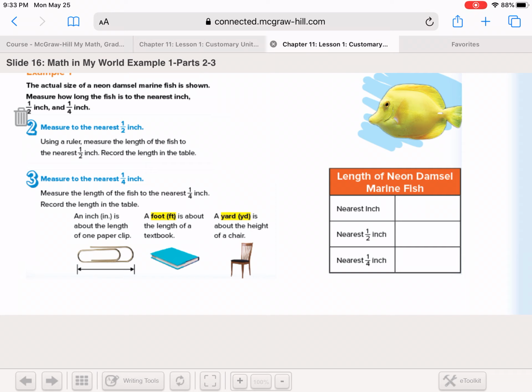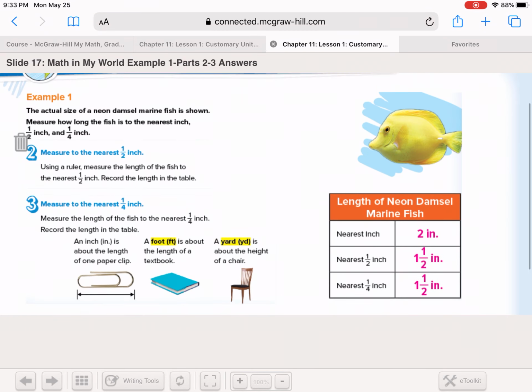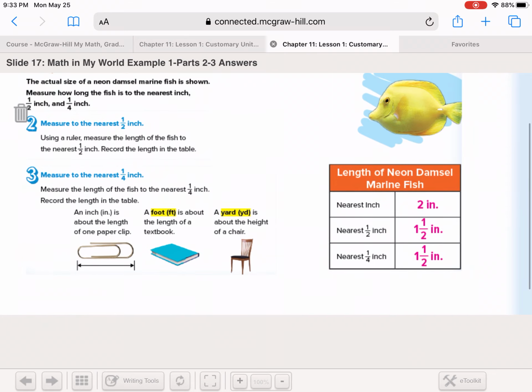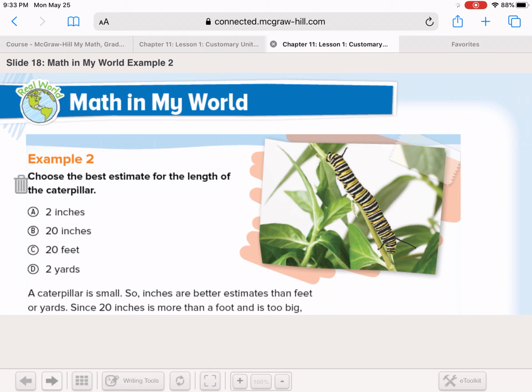So an inch is about the length of one paper clip. A foot is about the length of a textbook. So your math book is about a foot. And a yard is about the height of a chair. Okay, so that gives you some ideas. All right, so to the nearest half inch, it was 1.5, and to the nearest quarter, it was 1.5. Well, okay, thank you, math book.